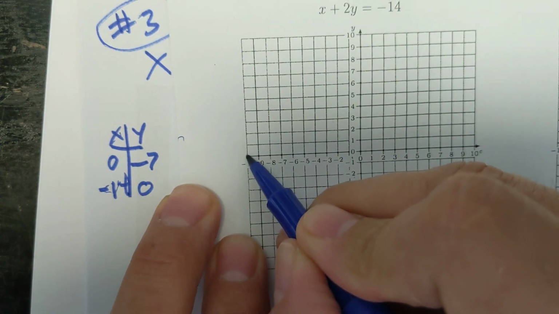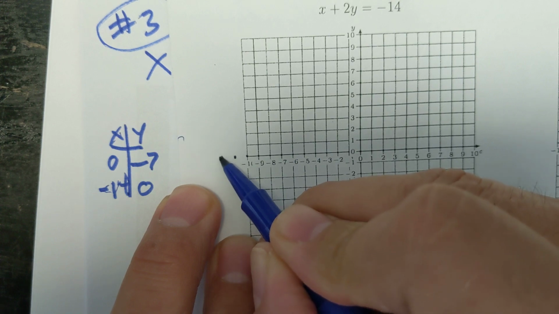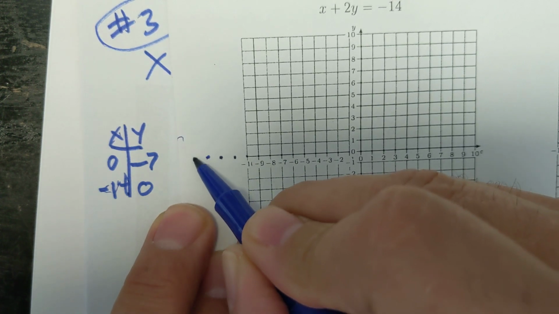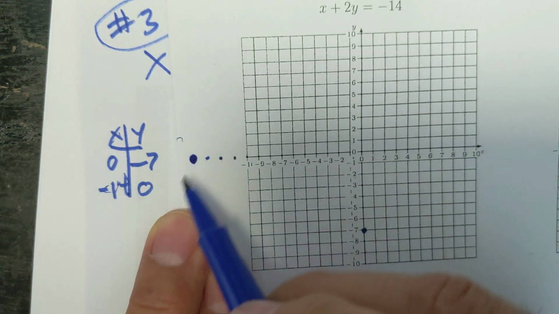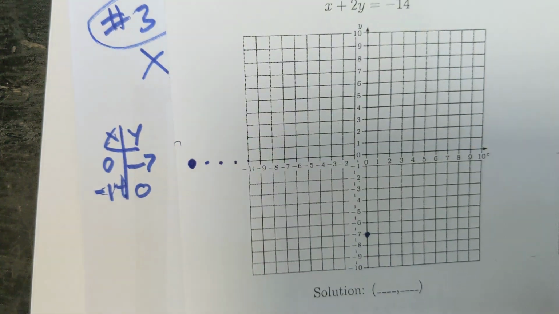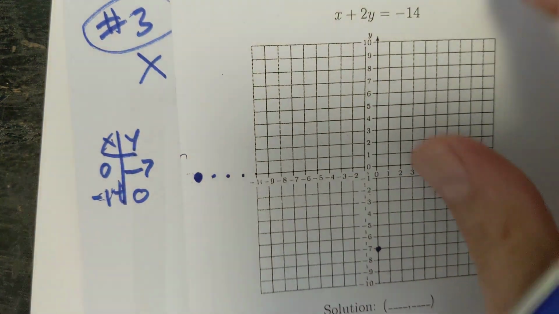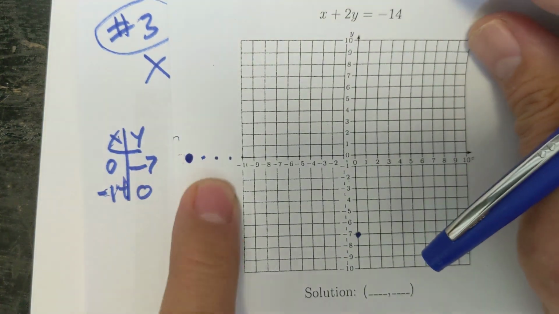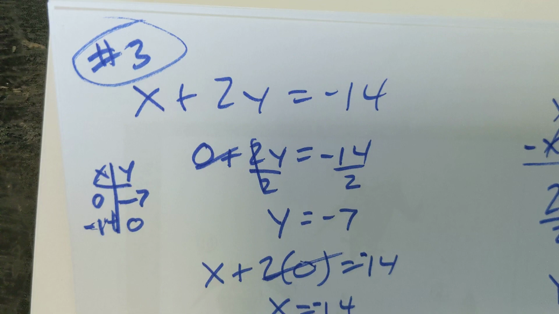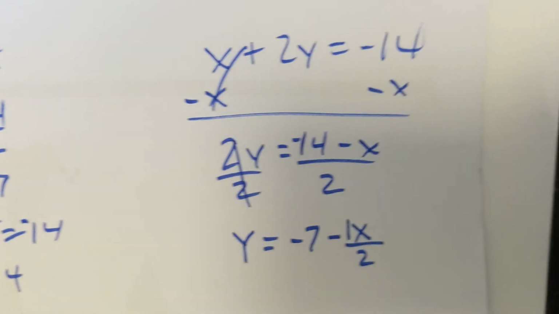Let's just continue. Negative 10, negative 11, negative 12, negative 13, negative 14. There's our x-intercept. We won't run into that on the quiz once again. Before I connect those, though, let's see if we get the same line if we do slope-intercept. So our line's going to go here.